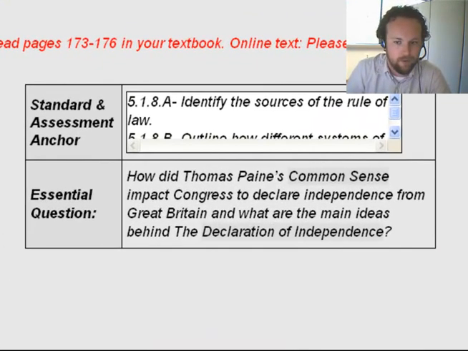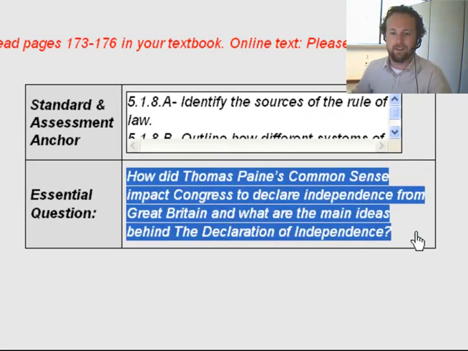Now our central question for today is, how did Thomas Paine's Common Sense impact Congress to declare independence from Great Britain, and what are the main ideas behind the Declaration of Independence? So today we're going to be talking about basically two different things.